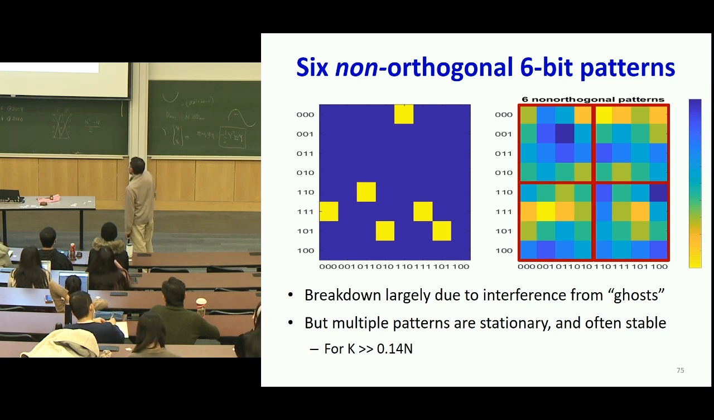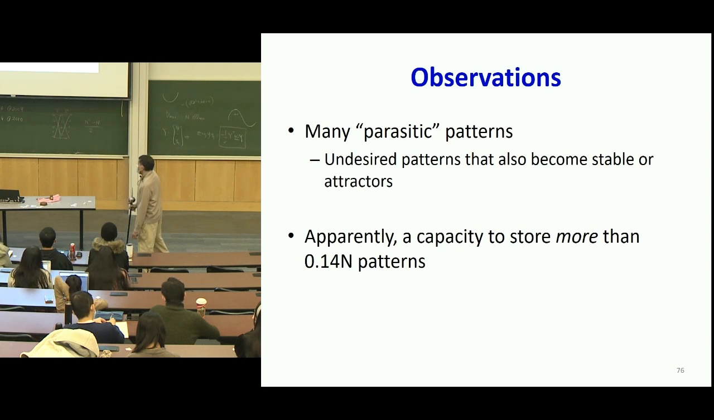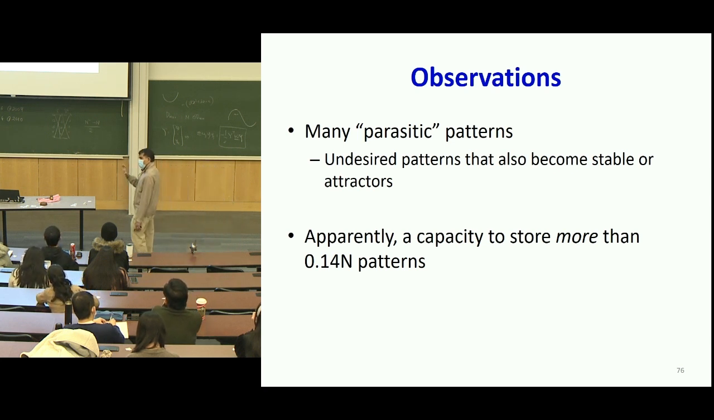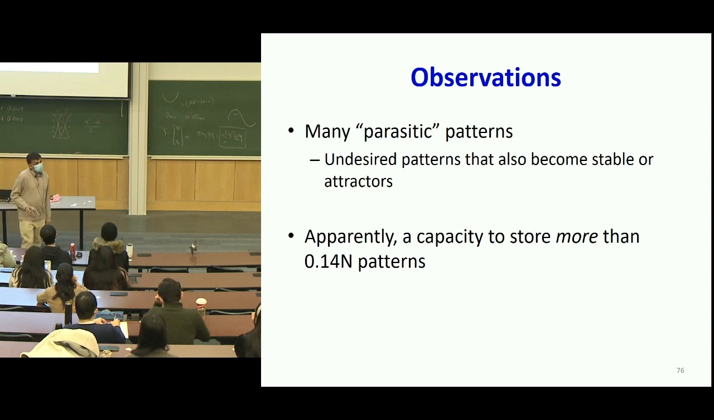And in this case, things may break down. Anyway, so there are a couple of things that happen. First, I'm able to store more than 0.14n patterns, which is the analysis that Hopfield used originally. It is the number Hopfield came up with to say, if you're trying to store random patterns using Hebbian learning, then you can get up to 0.14n patterns.